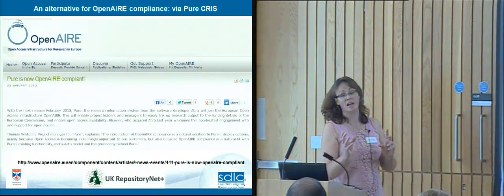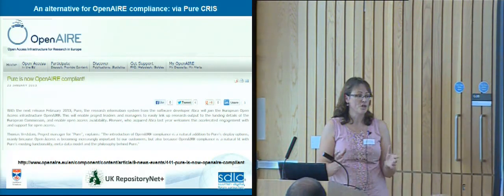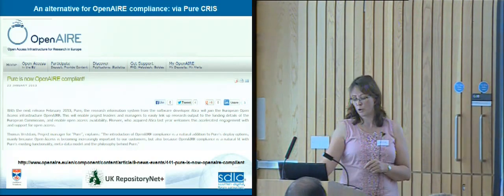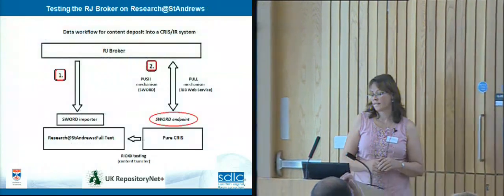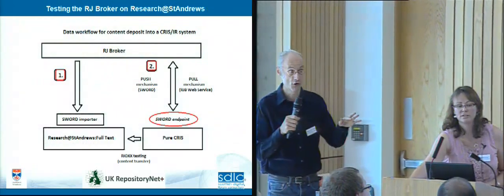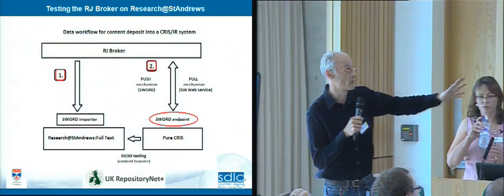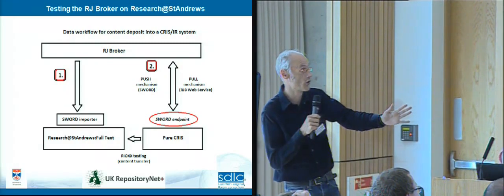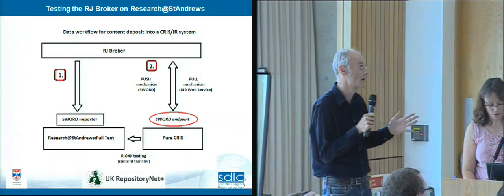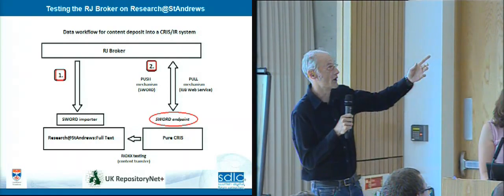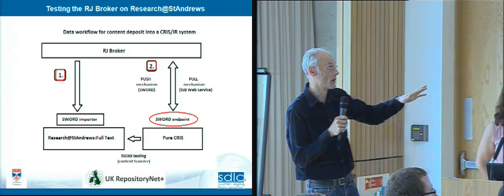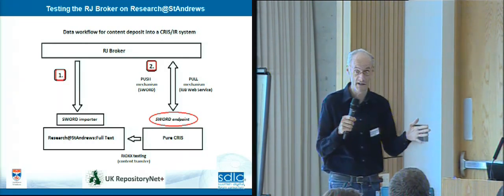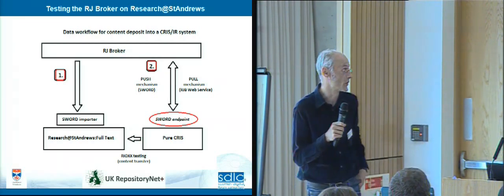Just to say, Pure is also going through the stages of becoming OpenAIRE compliant, so at some point we would like to be testing that out with Pure as well. The Repository Junction Broker implementation on the CRIS IR system is one of the best examples of this dichotomy between running a service on the repository or on the CRIS IR system. The RJB is a RepNet service for delivering mediated content transfers into repositories.